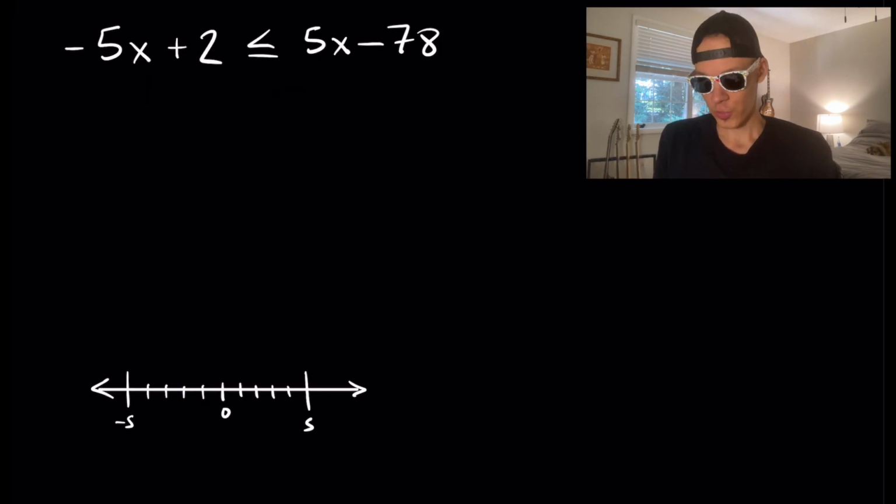All right, let's make things interesting with this one. So now we have variables on both sides of the inequality.